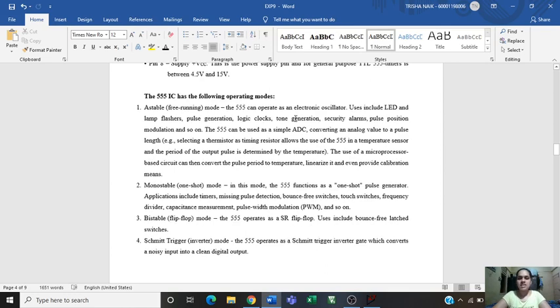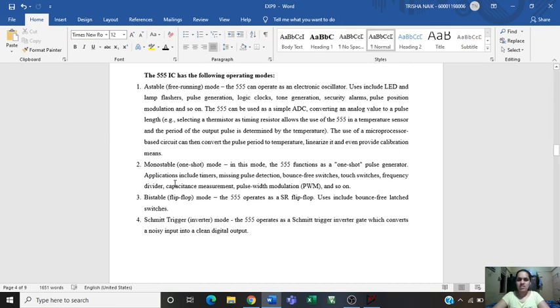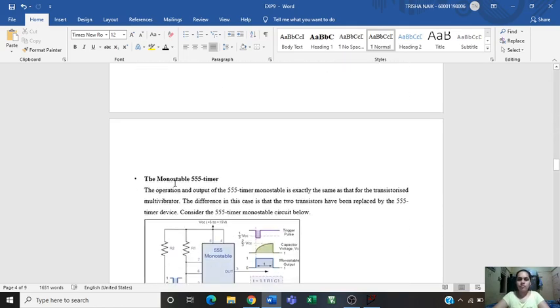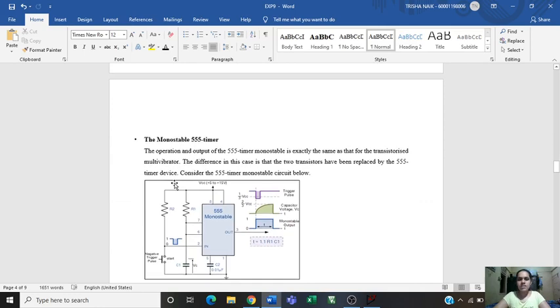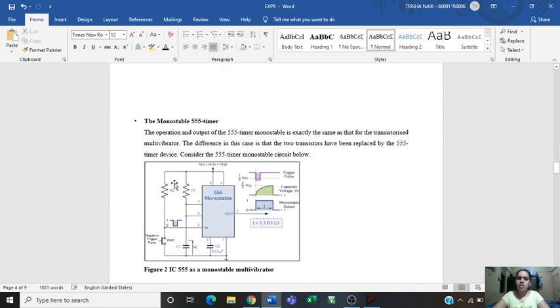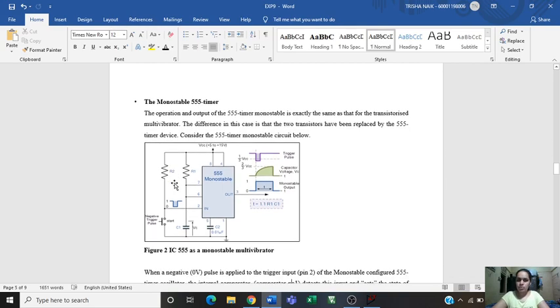The 555 IC has the following modes. You can use the 555 IC in these 4 modes. The first one is the astable mode, which doesn't have any stable states. The second one is the monostable mode, which has one stable state only. The third is the bistable mode, in which both states are stable, and the fourth is the Schmitt trigger or inverter mode. The PWM circuit is based on the monostable mode of the 555 timer, that is, it has one stable state only.